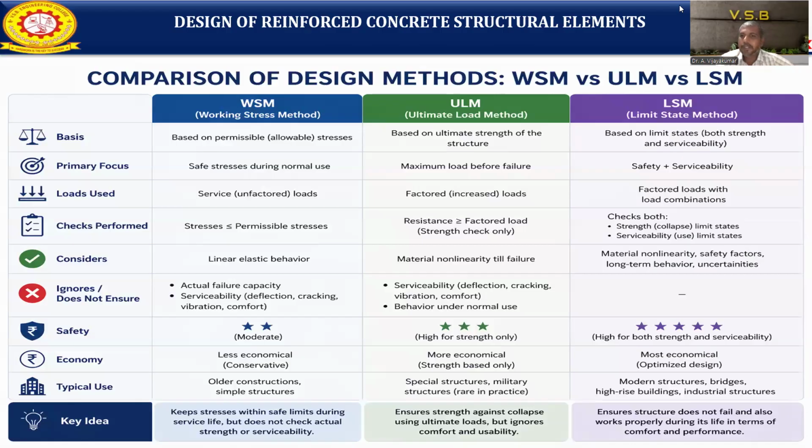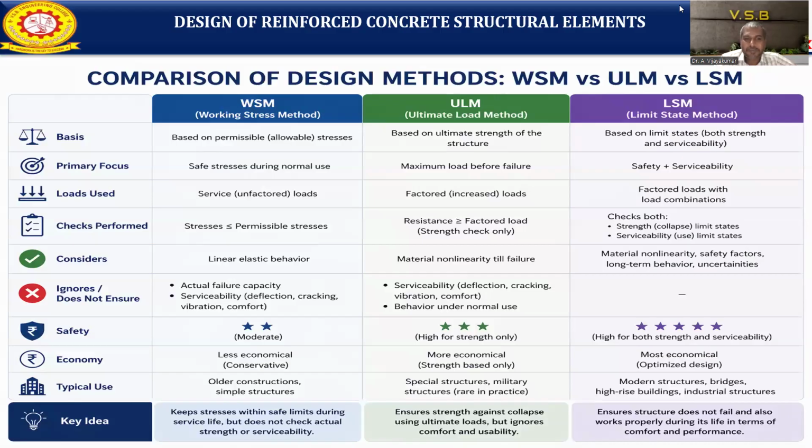In the limit state method, the material non-linearity is also considered, along with the safety factor being increased, long-term behavior, and uncertainty. Everything we need to consider here. Because with elastic behavior, material non-linearity and failure will still be there. Okay. What is to be ignored and not ensured here or here?